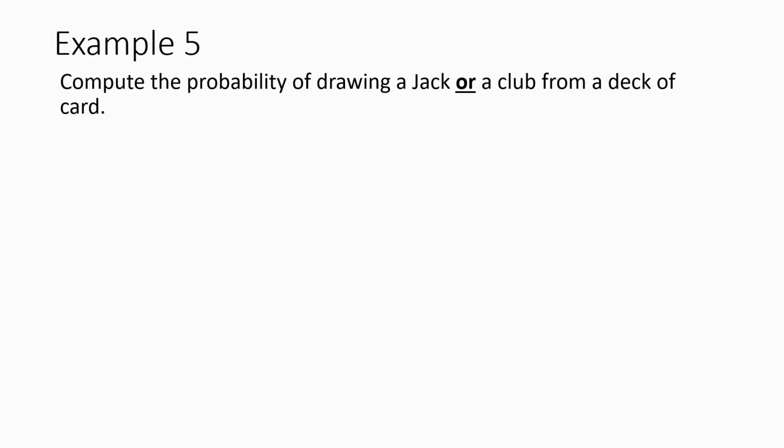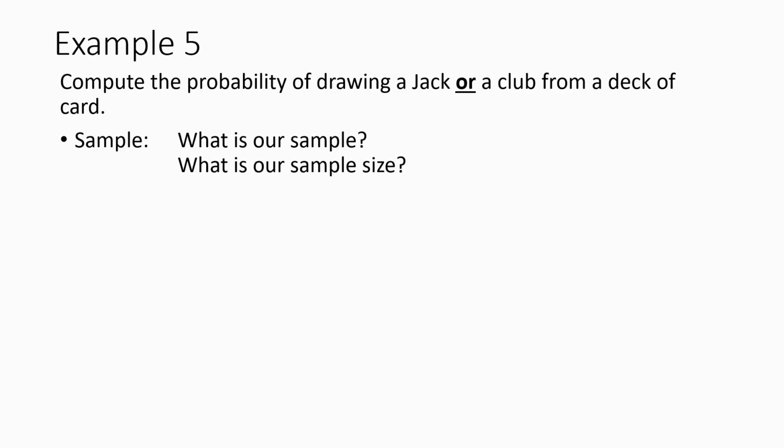What is the probability of drawing a Jack or a club from a standard deck of 52 cards? And I want you to just notice that this example differs from the previous. We're going to use that same 3-step sequence where step 1, we identify the sample space. Step 2, we determine the number of favorable outcomes for these events. And step 3, we determine the probability. So to begin, let's do step 1, let's identify our sample.